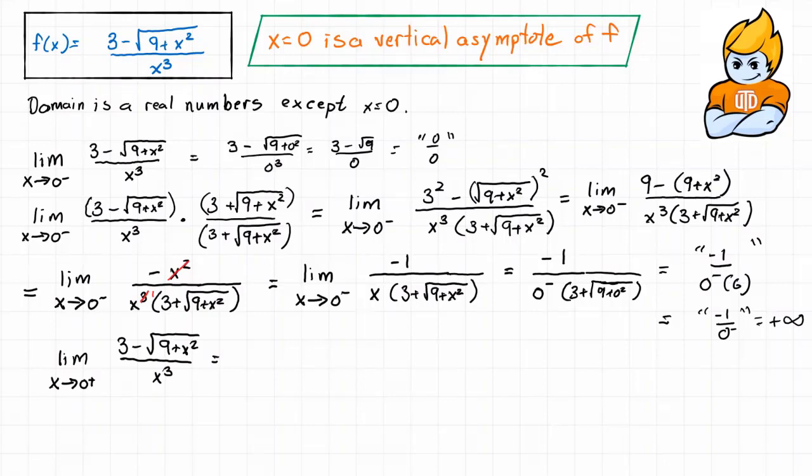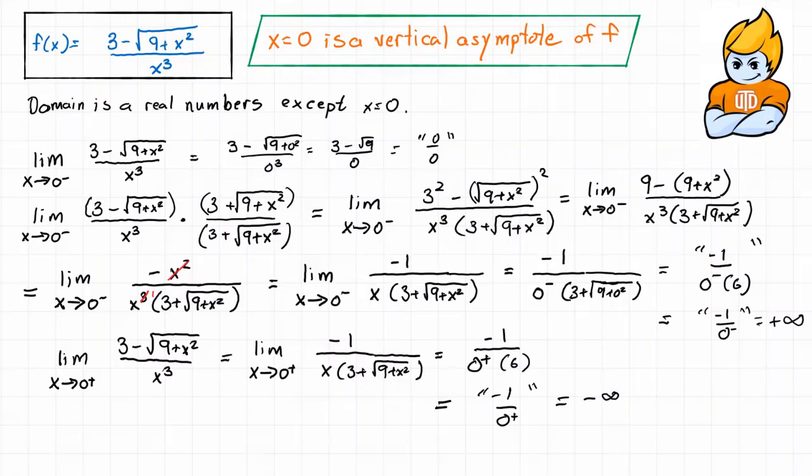Let's also compute the right-sided limit. We would do the exact same algebra as before. The only difference would be the last step when we evaluate the limit. We get negative 1 divided by a denominator that is approaching 0 from the positive side of the number line, so we get negative infinity for the limit.